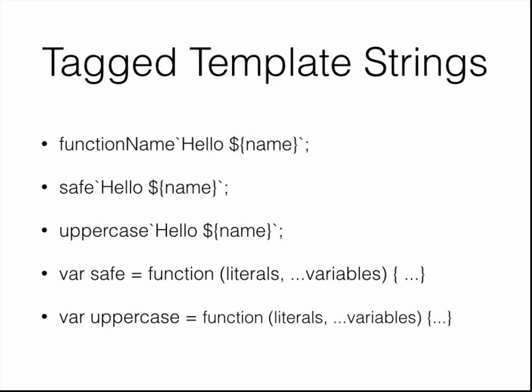So name is variable. So I can pass it through a save function, which I myself define. And within the save function, I can, for example, URL encode the variables so that I'm resilient to XSS attacks, etc. Or for example, I define an uppercase function and I define it as like uppercase hello name. So here I'm not uppercasing the whole thing, I'm just uppercasing the variable part. So this is called tagged template strings. So you have the template strings, but you are processing it through a function.